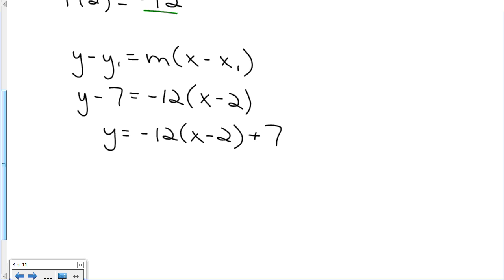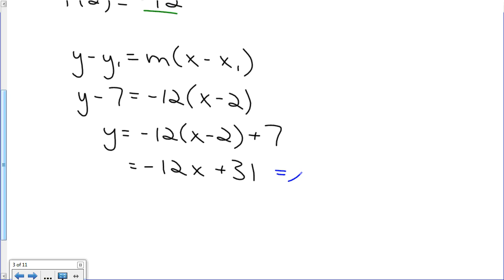And in fact, I'm going to go ahead and just rewrite this one last time. I'll distribute the negative 12 through there. So you get a negative 12x. It'll be plus 24 plus 7. That's a plus 31. So there's the equation of your tangent line, or as they called it, the linear approximation or the linearization of this function.